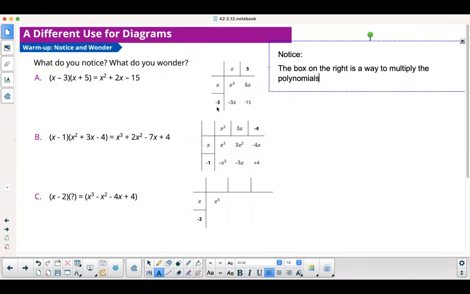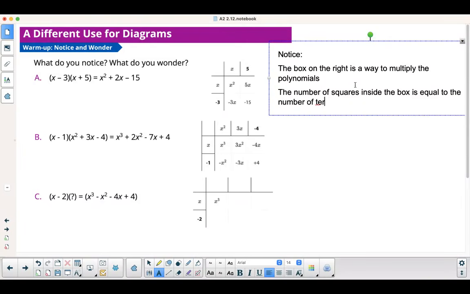All right, so we're taking x minus 3 and x plus 5 right there. We're multiplying them, so we multiply each term. Another thing, the number of squares inside the box is equal to the number of terms in each polynomial multiplied together.